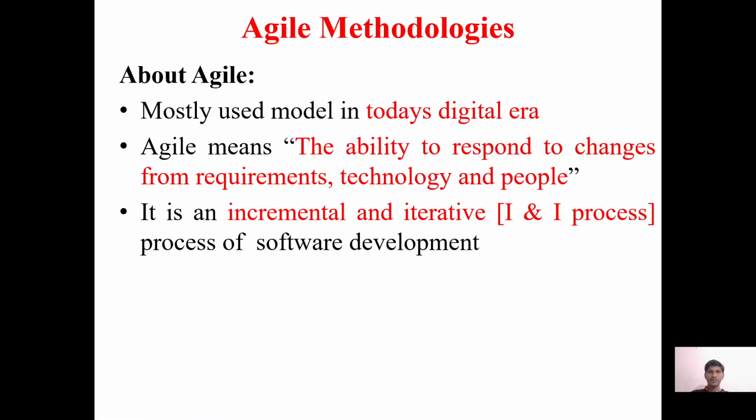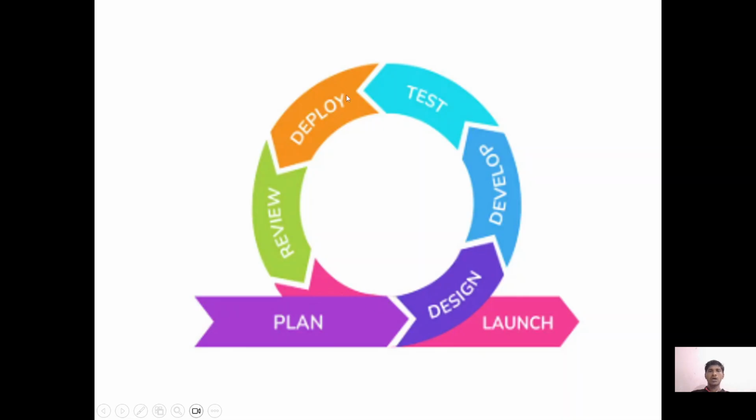Next is agility. This is the last topic of our first unit, that is agile methodology. Agile is nothing but the ability to respond to changes in customer requirements, technologies and people. In each and every phase we are able to respond to the changes or requirements needed by the customer. This is called agility. It is also called the I and I process, the incremental and iterative process. So this is all about the agile methodology.